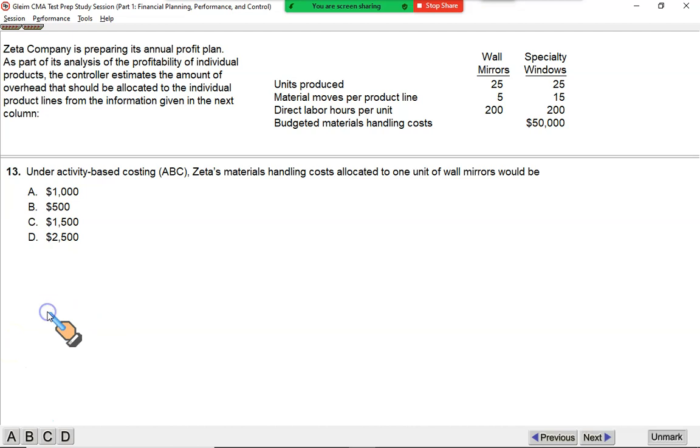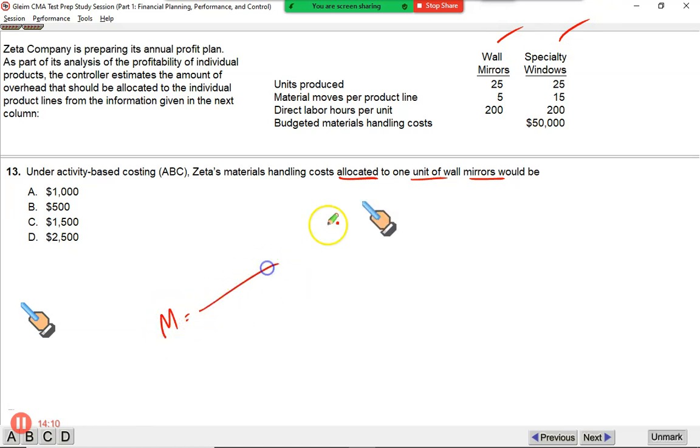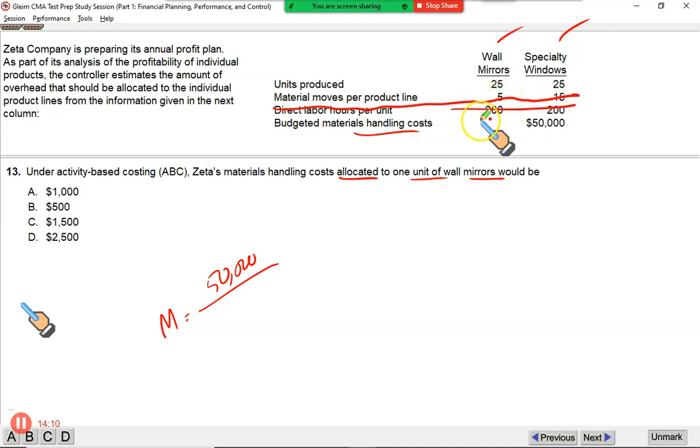Now what we will do here, let me take my pointer. Under activity-based costing, we will find the material handling cost allocated to 1 unit of wall mirror and specialty window. We'll do it for both. So we should use a more equitable rate. $50,000 is the material handling cost. This handling cost is not driven by labor hours. The cause is wrong. It is not driven by labor hour.